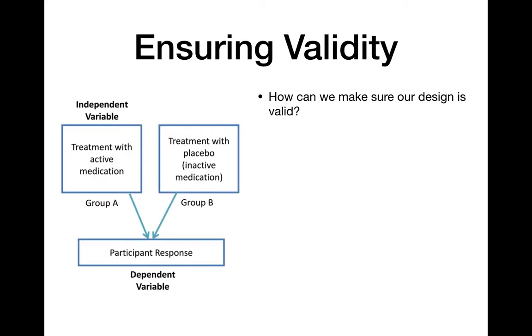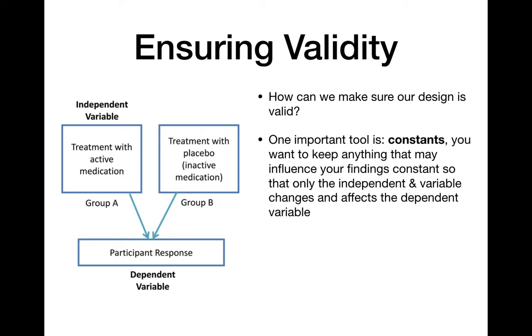So how do we make sure that we are planning a valid experiment? Well, the big thing for this is constants. Anything that can influence your findings should be kept constant. So only the independent variable changes and affects the dependent variable.